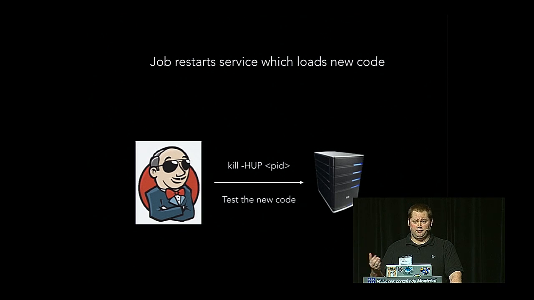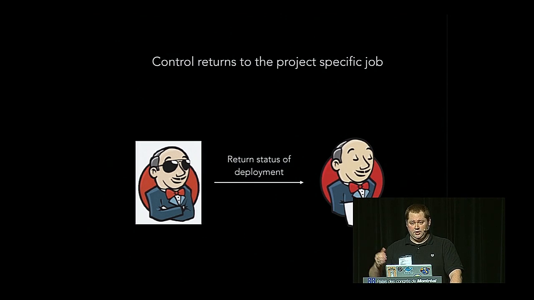After the API has been restarted or the workers have been bounced, we test out the new code. Like for the API, we curl the heartbeat endpoint, make sure it returns 200 OK, and it should be operational until we deploy next. After the code's been bounced and the tests succeed, control flow actually returns back to the project-specific job. This is done for a very specific reason.